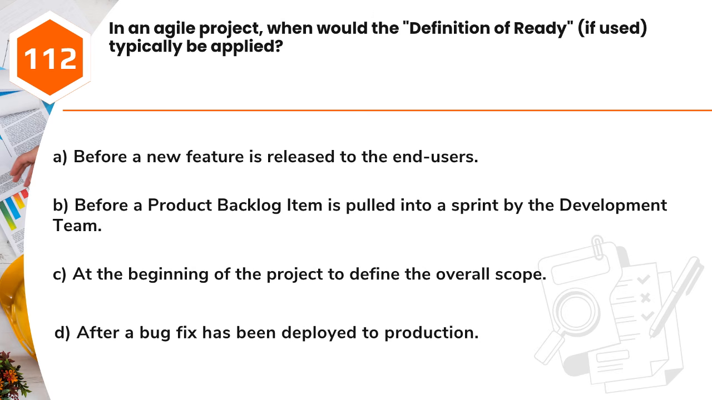Question 112. In an agile project, when would the definition of ready, if used, typically be applied? A. Before a new feature is released to the end users. B. Before a product backlog item is pulled into a sprint by the development team. C. At the beginning of the project to define the overall scope. D. After a bug fix has been deployed to production.